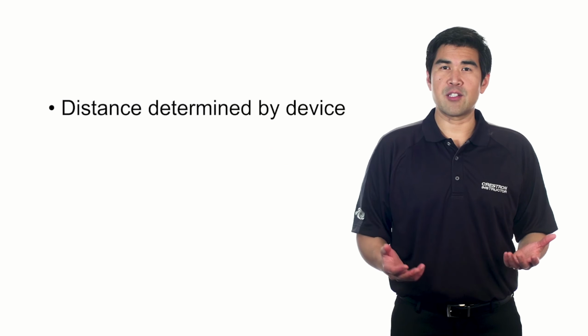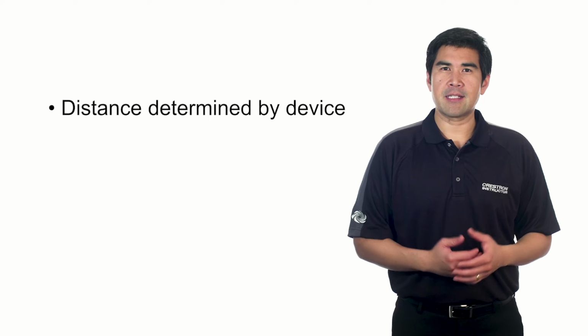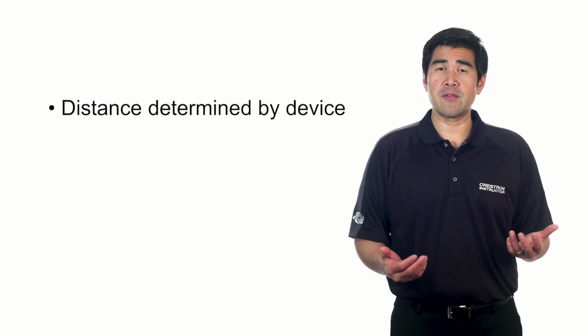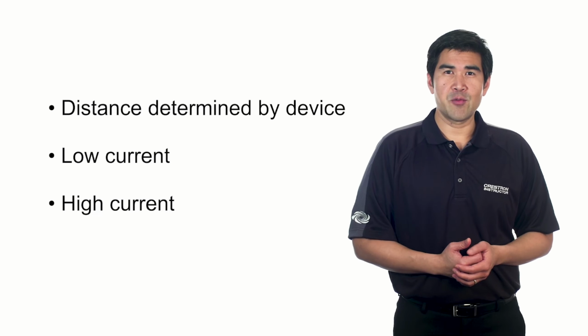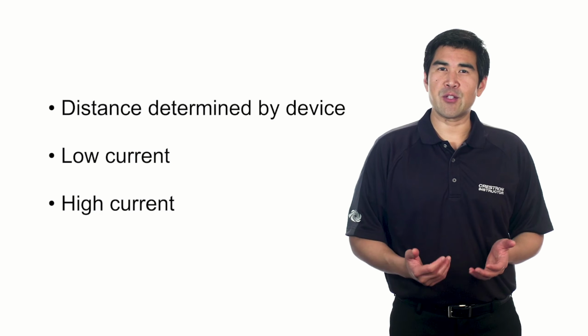The distance is determined by the device. As it's a contact closure, we could be switching very low current or high current, which would go a bit further. Relays can be used for any device that requires a contact closure.